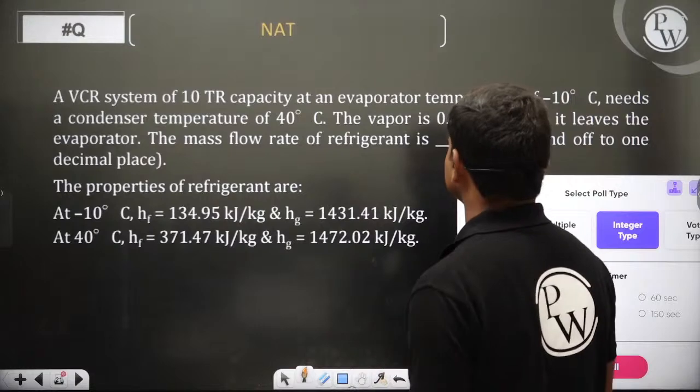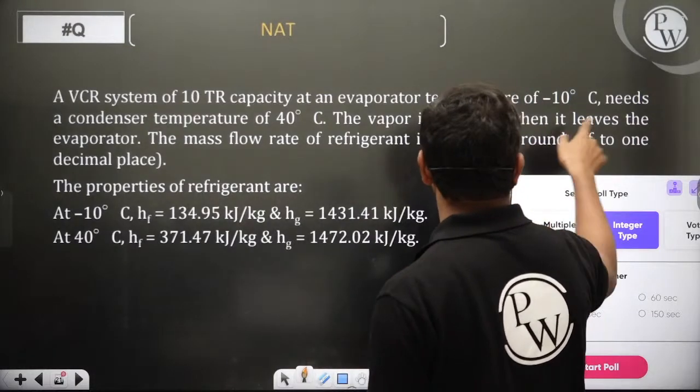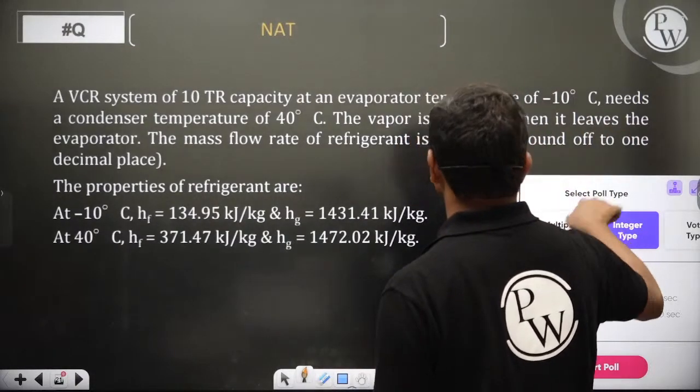A VCR system of 10 tons refrigeration capacity, the vapor is 0.95 dry when it leaves the evaporator. The mass flow rate of the refrigerant is dash grams per second.